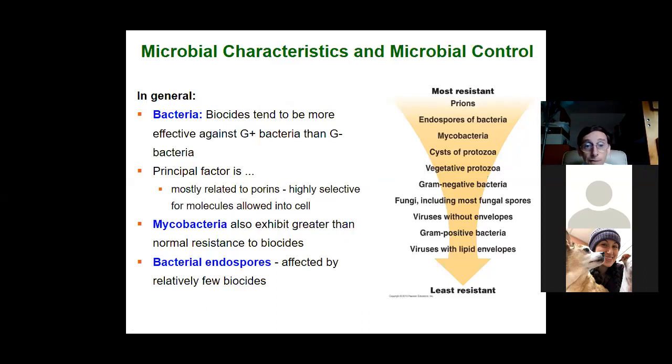Biocides tend to be more effective on gram-positive bacteria than gram-negative bacteria, and that's because the gram-negative bacteria have an outer membrane which helps protect the bacteria. Whether the gram-negative will be sensitive to the disinfectant will depend on whether the disinfectant can get through the porin molecules of the gram-negative cell wall.